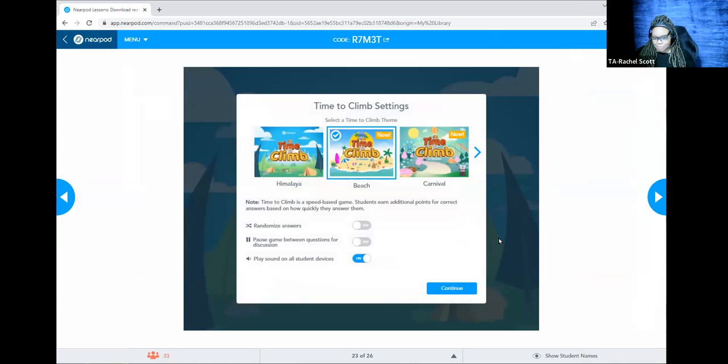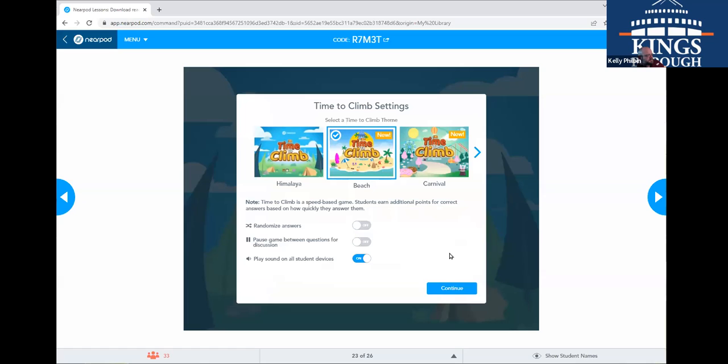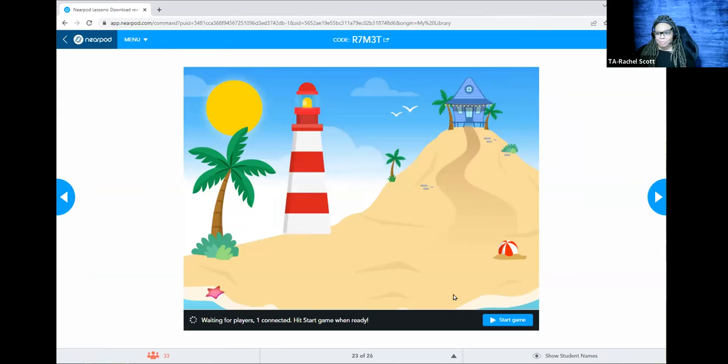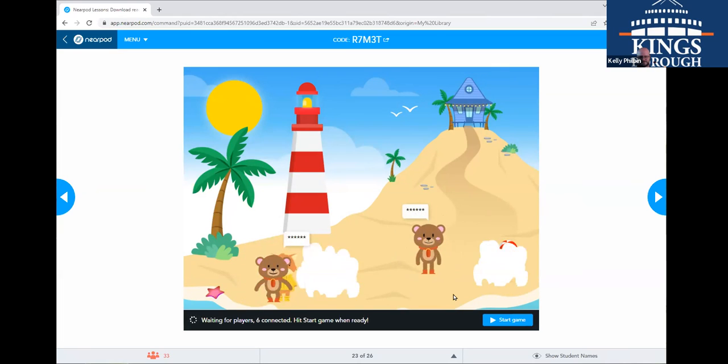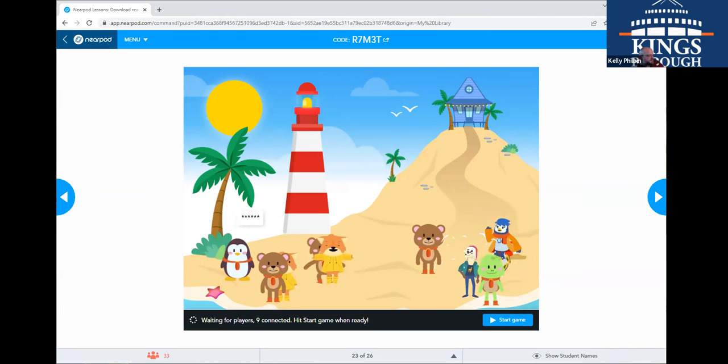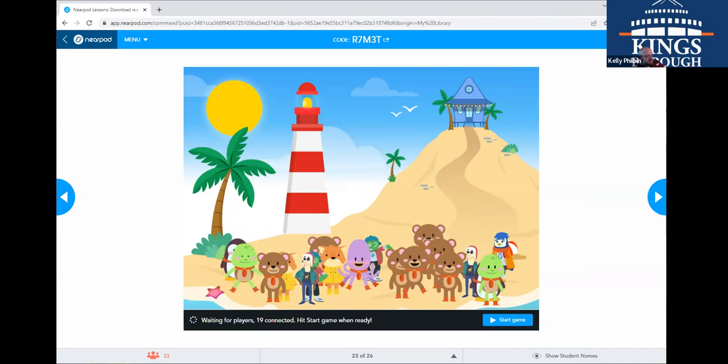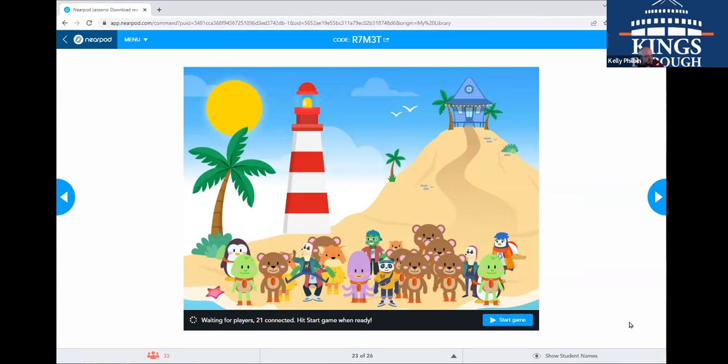Okay, now we have time to climb. And this is where I'm uncertain about how the sound is going to be. I wouldn't worry about it. Okay, I'll wait for everyone to connect. I forgot how many participants we have. 33. Okay. Look for a good solid number in the high 20s. Okay, so I see about 29, so I'm going to go ahead and start.